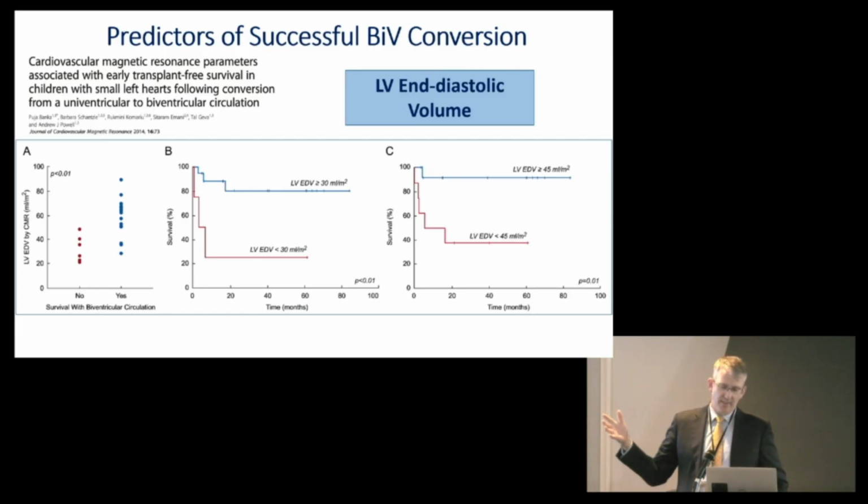If you're less than 30, that is a more challenging group than if it's higher than 30, and in other patients less than 45 is way more challenging than being over 45. And so that is one of the very important predictors that we use right now to understand, are you ready for a biventricular repair, or do you need some additional recruitment to get your left-sided volume to that level.